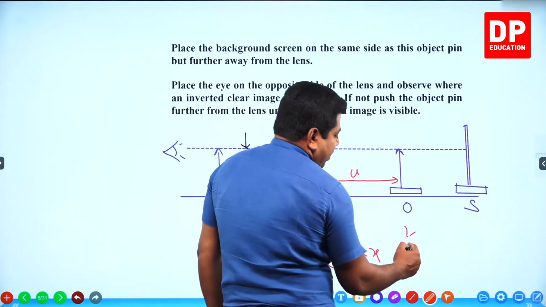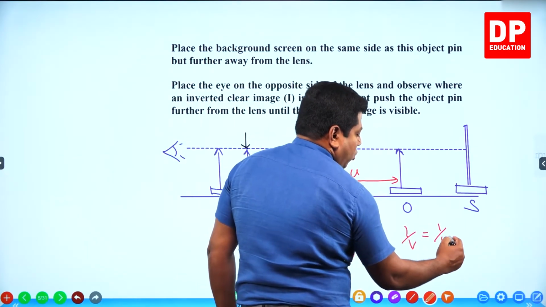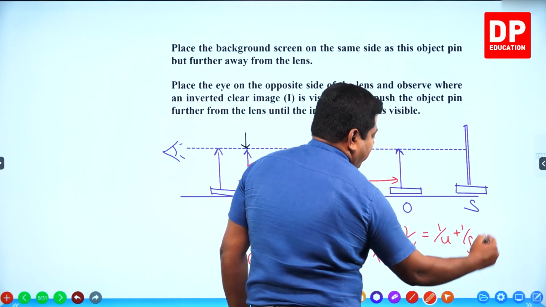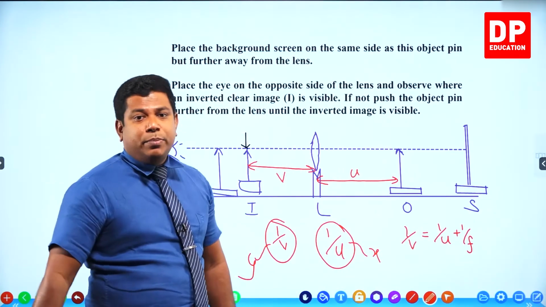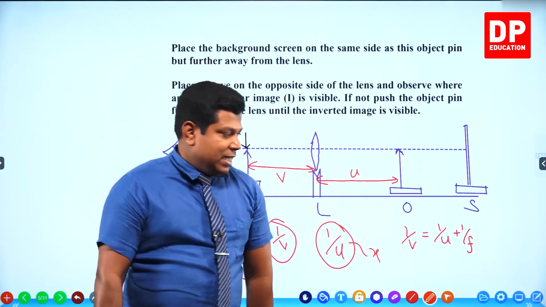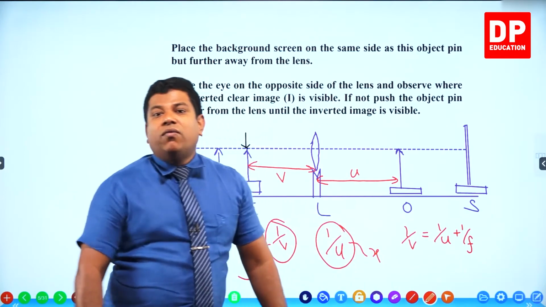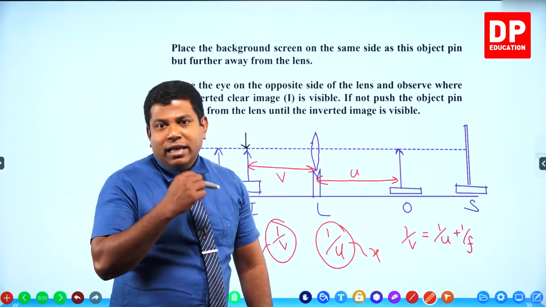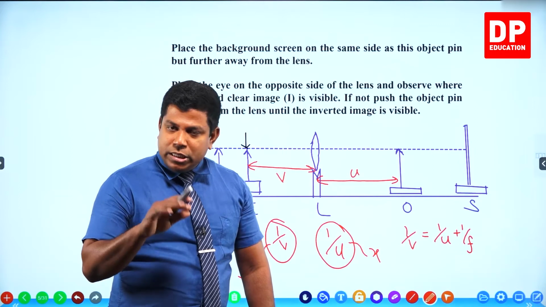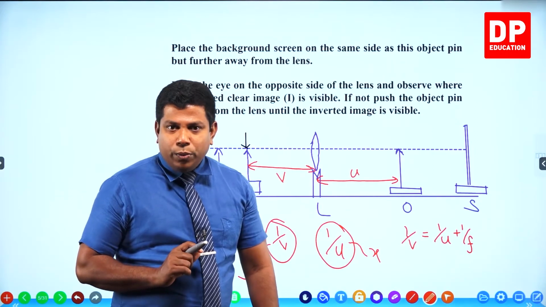We saw 1 over V equals 1 over U plus 1 over F. Then find the intercept, and get the inverse of the intercept. That should give you the focal length of this particular lens. Shall we see how to do this experiment now?